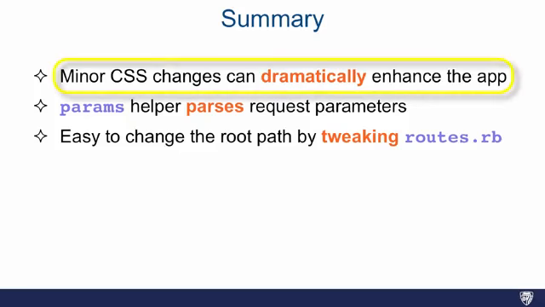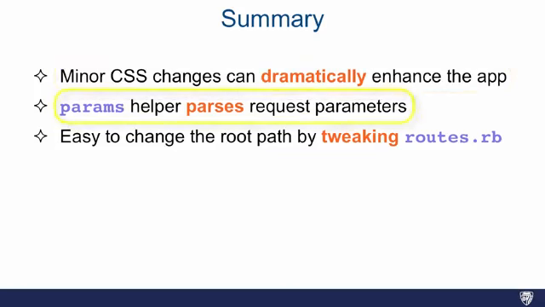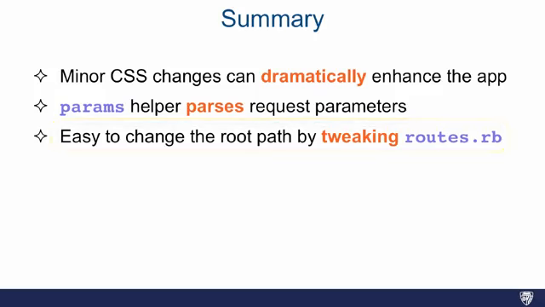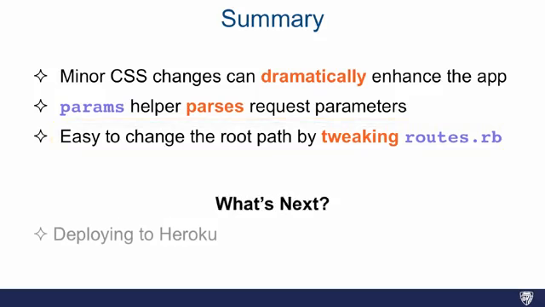So in summary, minor CSS changes can dramatically enhance the app. The params helper is what you need for extracting request parameters and using them in your Rails application. And it is very easy to change the root path by tweaking the routes.rb file. What's next? All right, the application is ready to go. Now we just need to deploy it to Heroku.